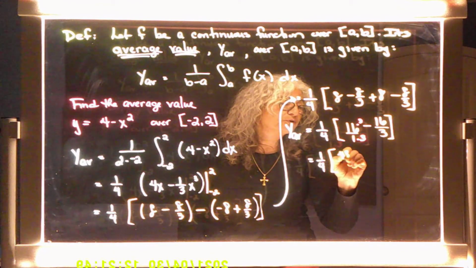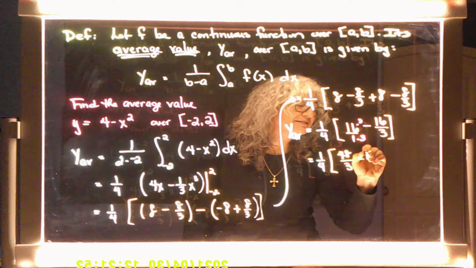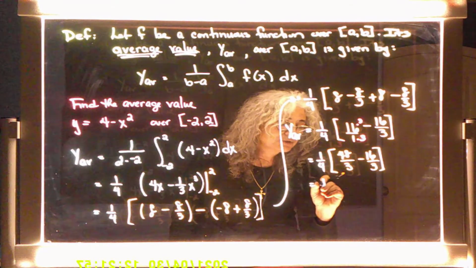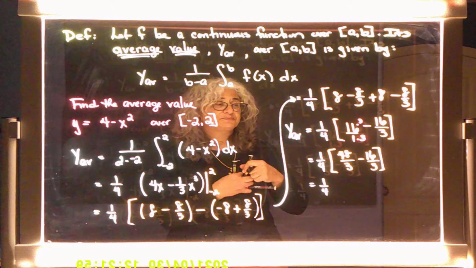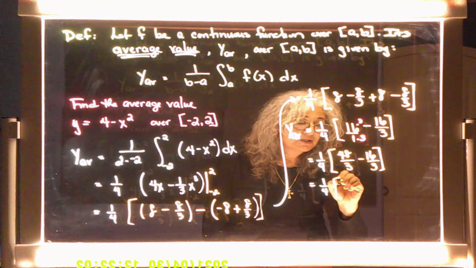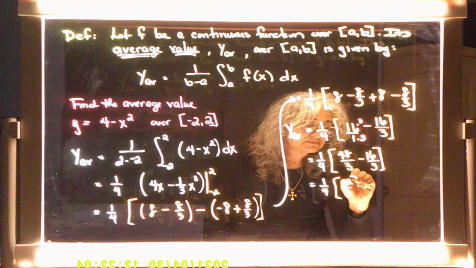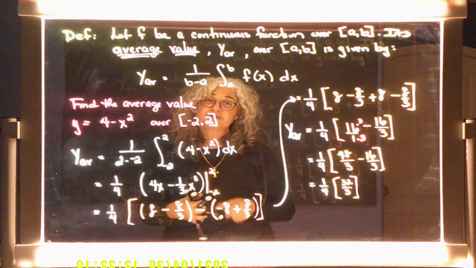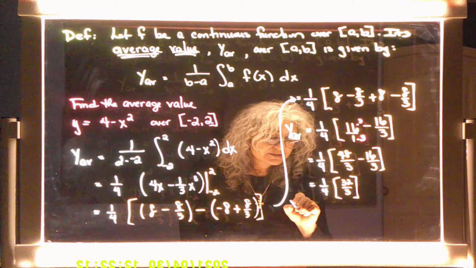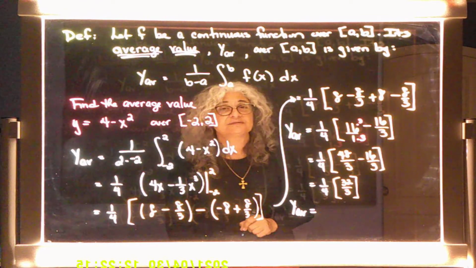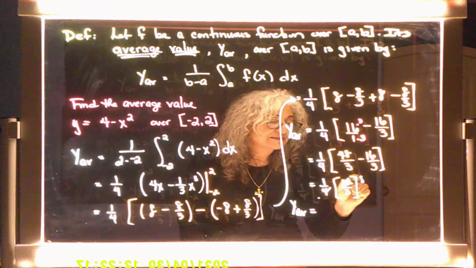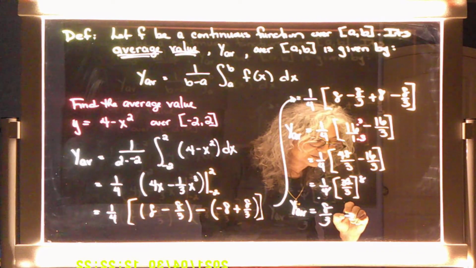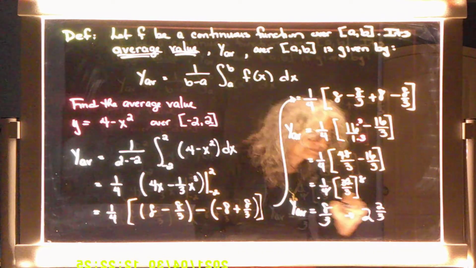So it looks like we have 1/4, and in those brackets, good, that's going to be 48/3 minus 16/3. What do you get when you subtract those two fractions? 32 over 3. Okay, I agree with you on that. And now I'm taking 1/4 times 32 over 3. So my average value, yay, the 4 and the 32 cancel. Looks like my average value is 8/3. Or if they want a mixed number, 2 and 2/3.